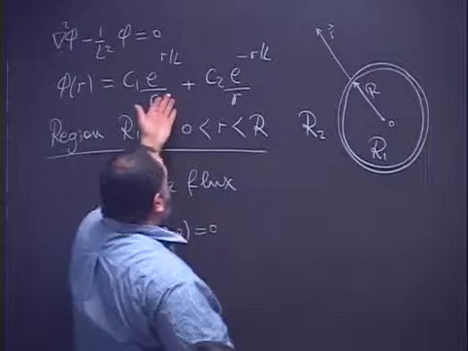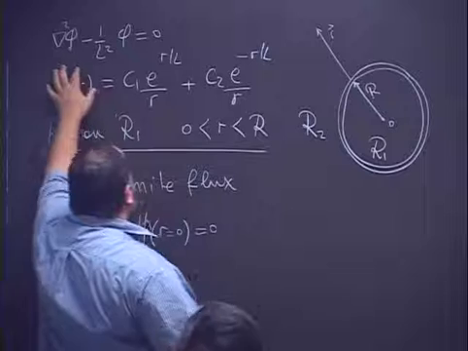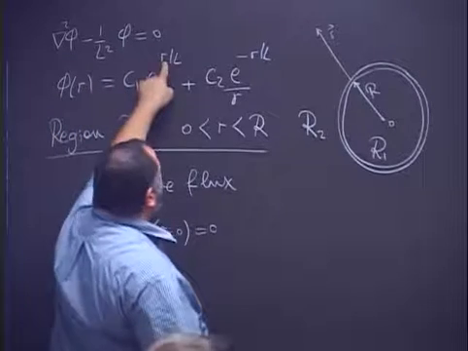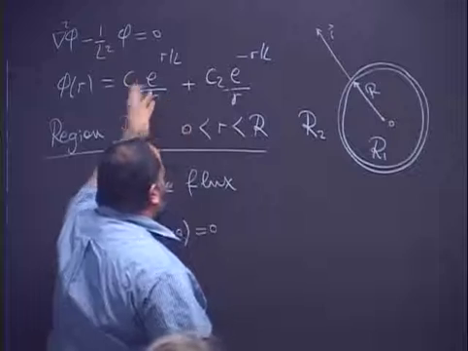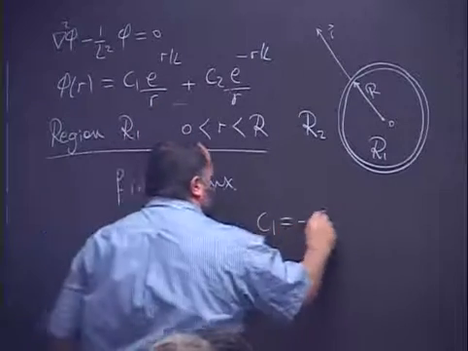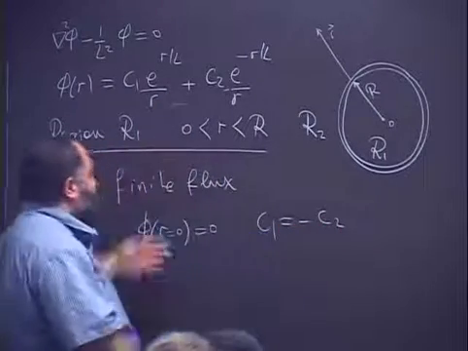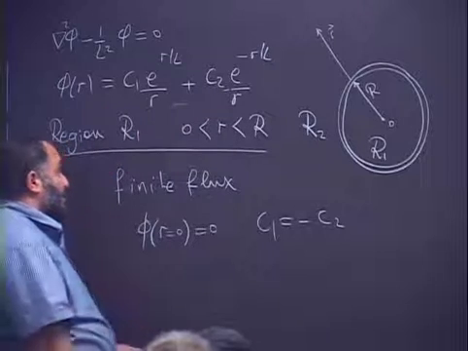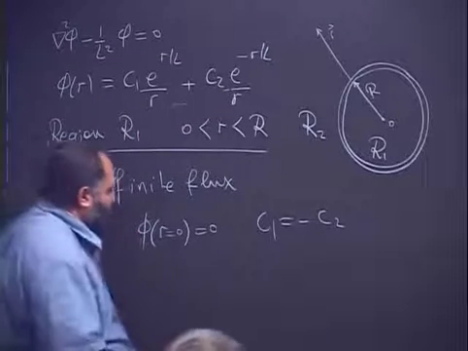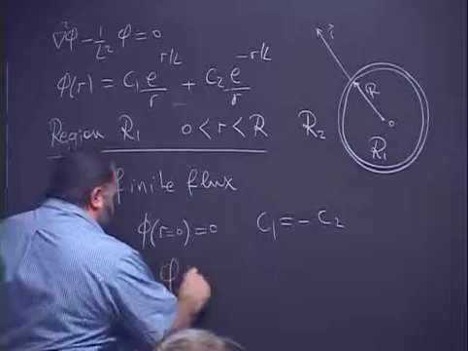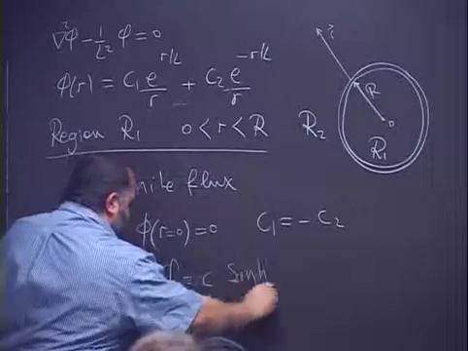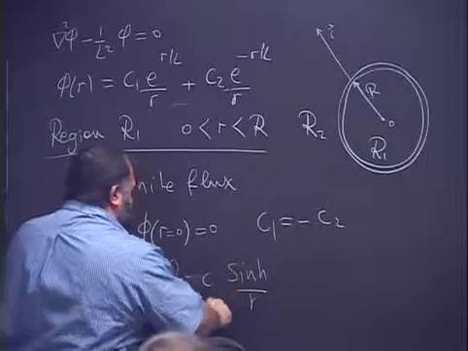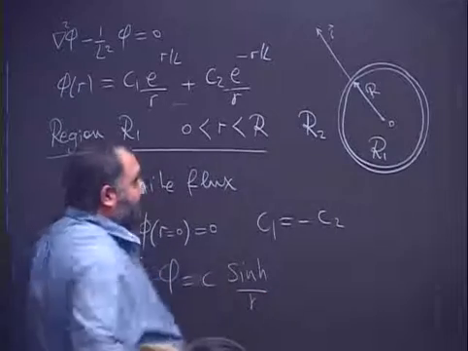If you try to substitute 0 here, e to the power of 0 is 1, e to the power of 0 is 1, r will cancel with r, and you will have c1 equal to negative c2. You have to transform the equation to sinh and cosh, so it will most probably be sinh. So the flux will be something like c multiplied by sinh function divided by r. So let's say this is the first constant.